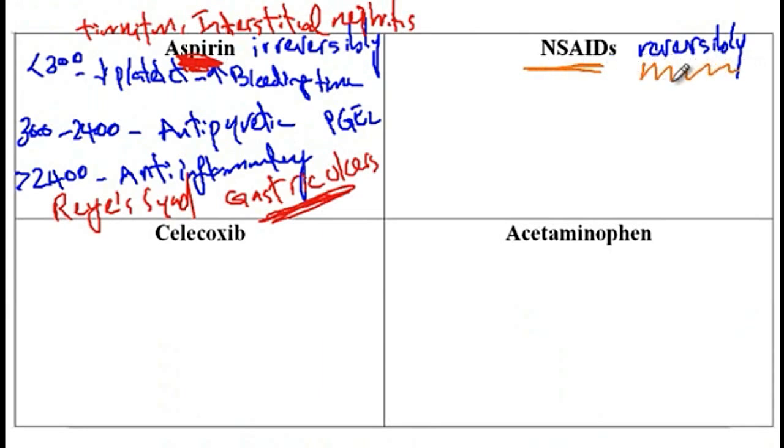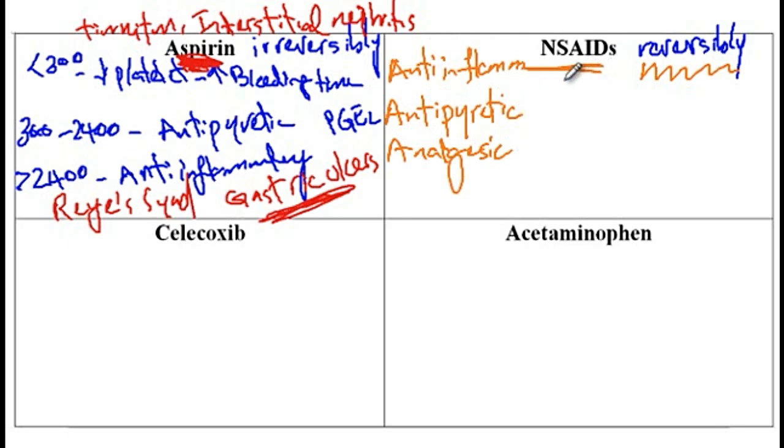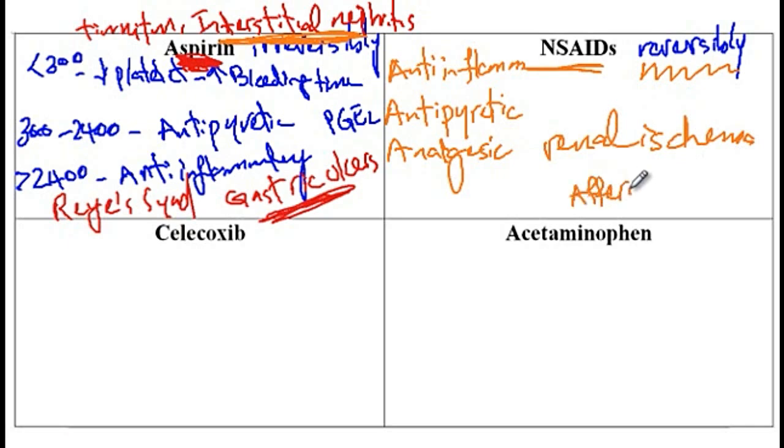The next group of medications are NSAIDs like ibuprofen, which reversibly inhibit the COX enzymes, and thus because they are only reversible and the effects are temporary, they cannot be used for their antiplatelet properties, but they still have the same anti-inflammatory, antipyretic, as well as analgesic properties. And the side effects of NSAIDs include interstitial nephritis. They could also cause renal ischemia due to the vasoconstriction of the afferent arterioles of the kidneys, and then similar to aspirin, they can also cause gastric ulcers.